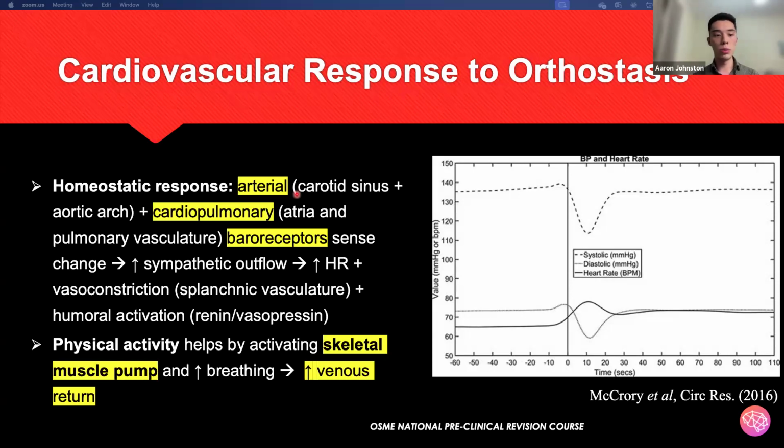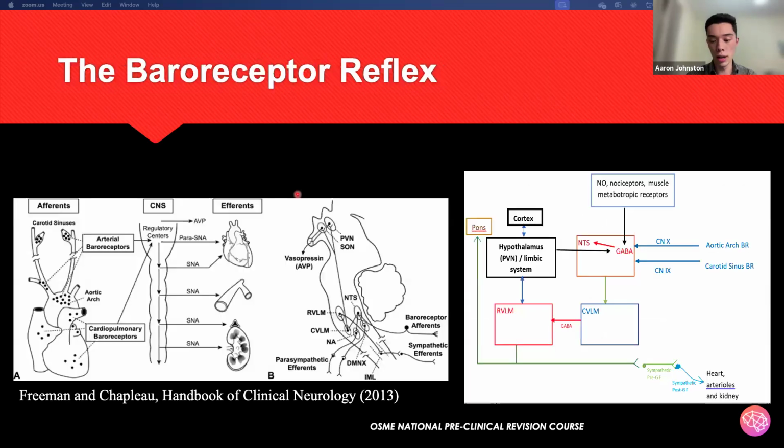And it's important to note as well that physical activity can help counteract some of these challenges upon standing, because as we exercise, the skeletal muscle pump is activated. This also helps boost venous return, as does breathing, because we know that breathing is associated with pressure changes within the thorax, which can help draw blood back into the thorax and ultimately back into the heart.